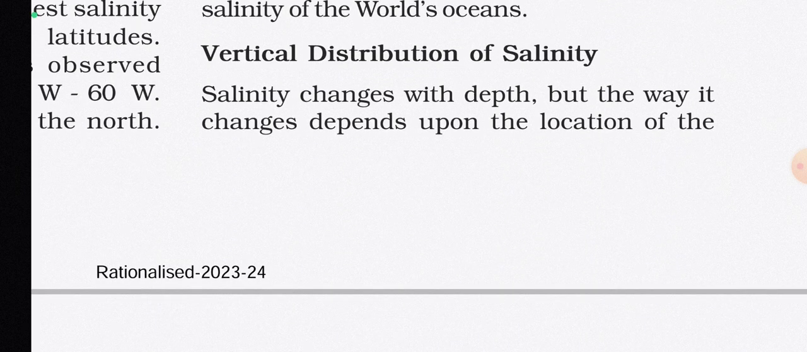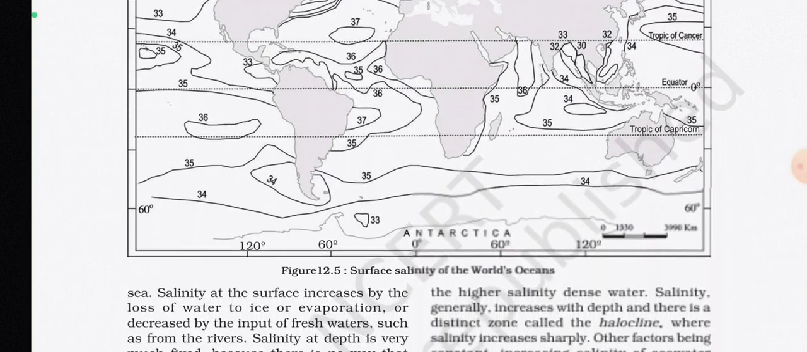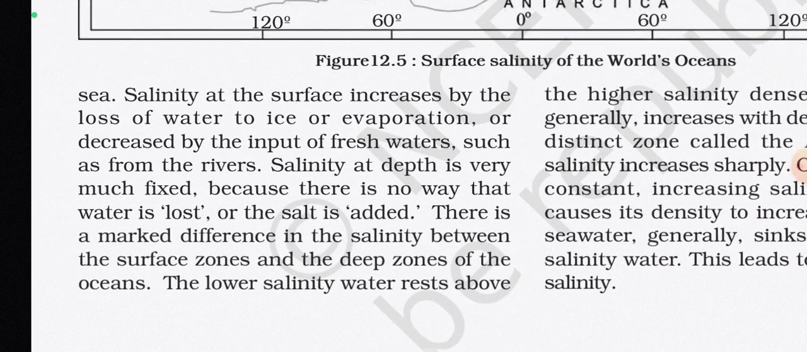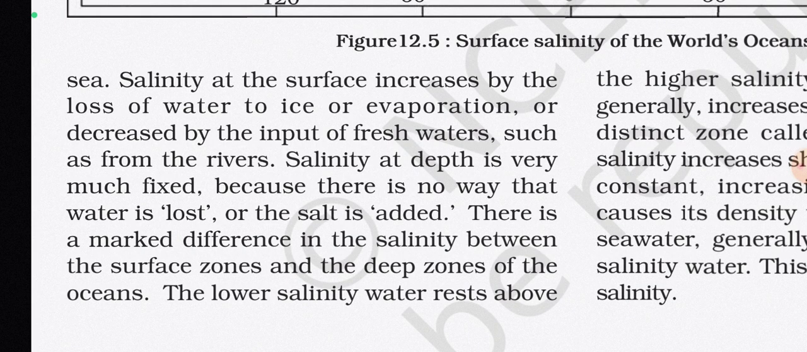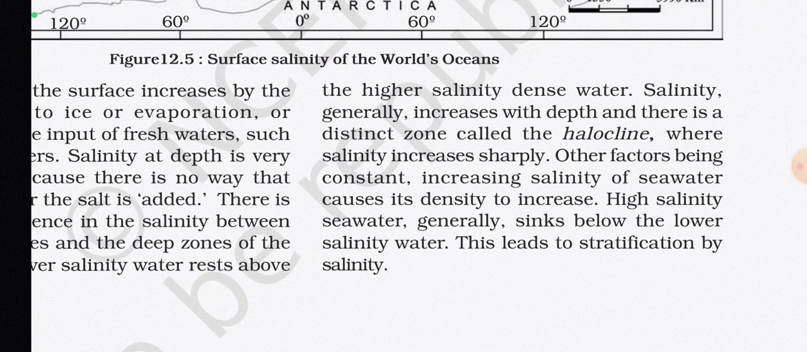Vertical distribution of salinity. Salinity changes with depth, but the way it changes depends upon the location of the sea. Salinity at the surface increases by the loss of water to ice or evaporation, or decreased by the input of fresh waters such as from the river. Salinity at depth is very much fixed because there is no way that water is lost or salt is added. There is a marked difference in the salinity between the surface zones and the deep zones of the ocean. The lower salinity waters rest above the higher salinity dense water.